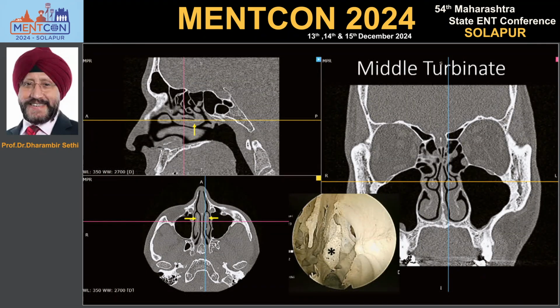The middle turbinate has three parts. The anterior part inserts onto the skull base, whereas the middle part inserts onto the lamina papyracea, forming the basal lamella, and the third part is almost horizontal, which is attached to the lateral wall of the nose.